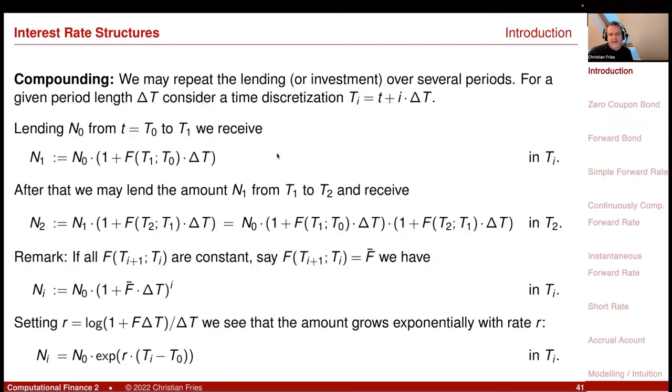So that's clear. Now, another aspect: compounding. You could repeat this. If I draw a little picture, here I have my time axis, and I now invest my starting amount, say this is my N0. Then you expect that at a later point in time, you receive back the N0. So I receive back my N0 here, but I also receive back an additional amount that compensates a little bit for this. So I start with N0.